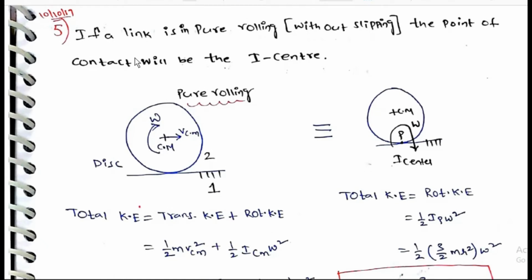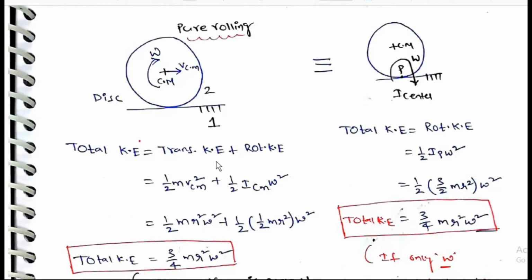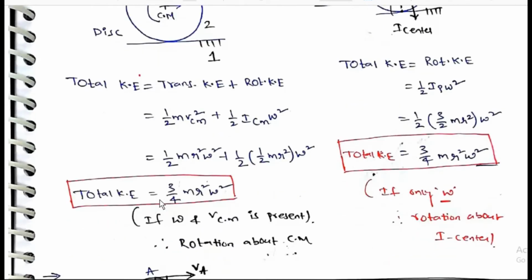If a link is in pure rolling without slipping, the point of contact will be the I center. Pure rolling: VCM, I center P, the point of contact. Total kinetic energy is equal to translational kinetic energy plus rotational kinetic energy, which is half m VCM squared plus half ICM omega squared, equal to half m r squared omega squared plus half of half m r squared omega squared. Total kinetic energy is equal to 3 by 4 m r squared omega squared.